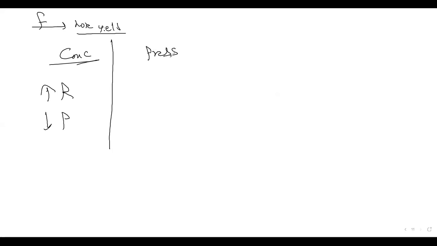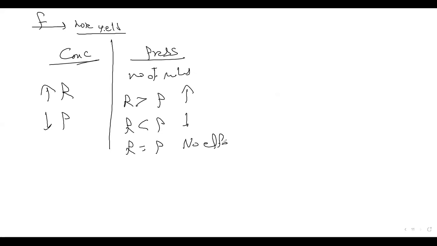And pressure depends on the number of moles. Reactants greater than products, so we are increasing. Reactants less than products, decreasing. Reactants equal products, no effect. And temperature depends on the type of reaction. Endothermic, so we are increasing. Exothermic, so we are decreasing.